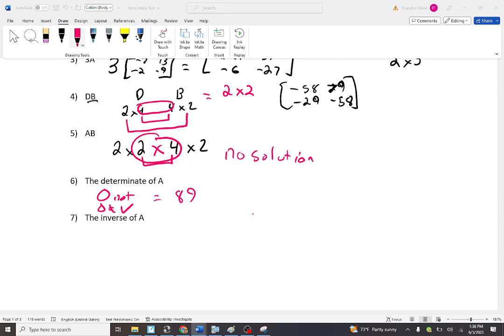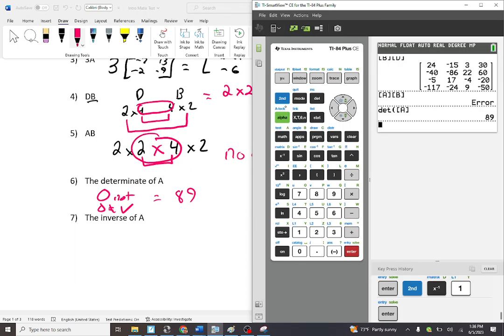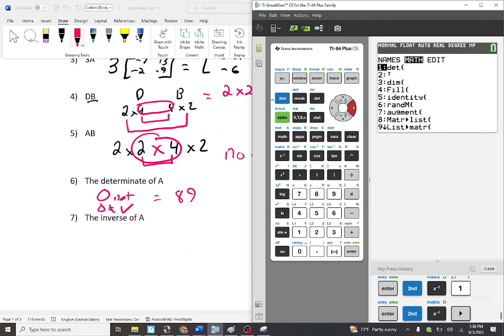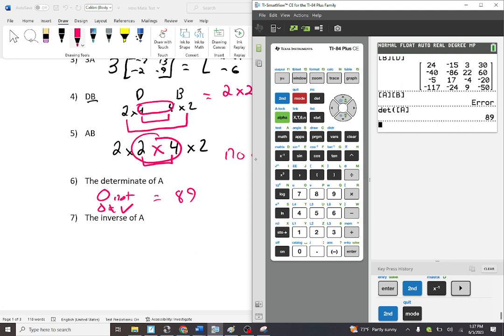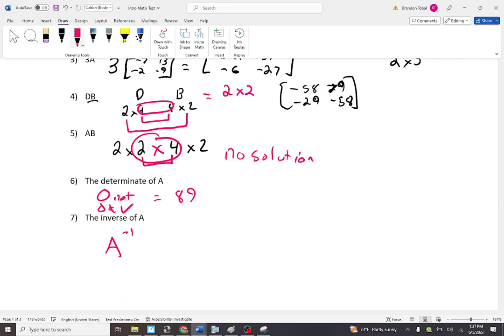How do I get to the... Show your map. Oh, you had it. Okay, second matrix, and then the menu of math, so you got to go right. Matrix, and then press on A, or B, whatever you want to do. Okay, the inverse of A. The inverse of A is A to the negative 1 power. And we know it's possible because this determinant is not 0.